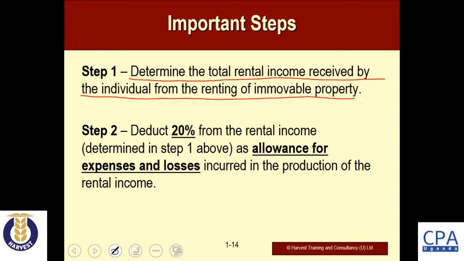In step number two, we proceed to deduct 20% of the rental income as determined in step number 1 above as an allowance for expenses and losses incurred in the production of the rental income. So after getting the total rental income in step number 1, get 20% of that. That is what the law is going to allow you as an allowance for expenses and losses, because they believe that you have incurred some expenditures and losses while deriving that rental income.